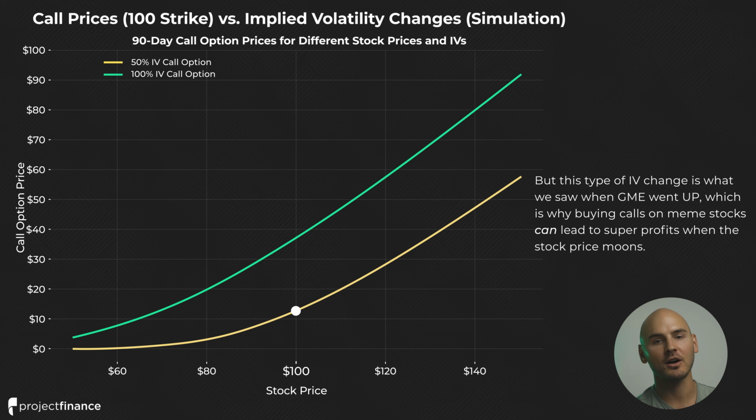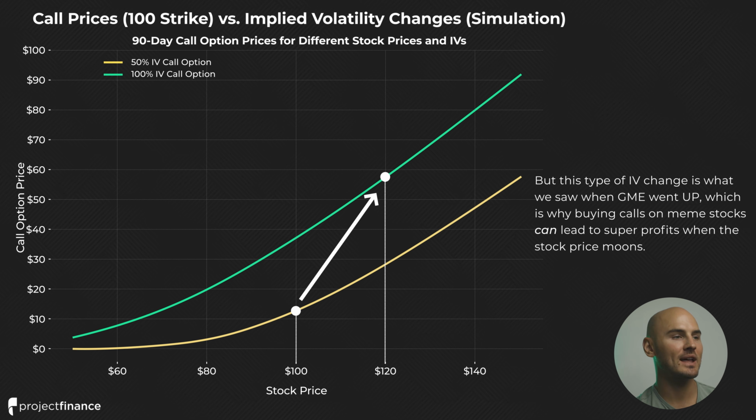Since implied volatility typically surges on these meme stocks, if you are buying call options on those meme stocks and the stock price surges and implied volatility explodes because traders are buying the options in a frenzy, then you can see an explosion in the profitability of your call option purchase. So imagine if the stock price is at 100 and implied volatility is at 50%, and the stock price goes up to 120 and implied volatility goes up to 100%. Based on this simulation, the call price would go from a little over $10 to almost $60, which would be almost a 6x in the value of the call option.